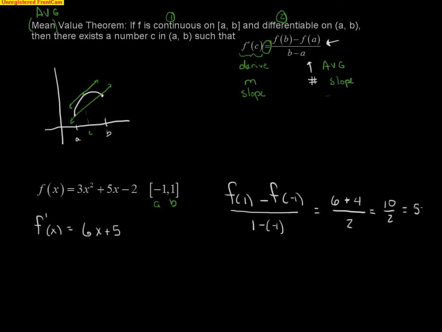Now, that 5 is what I'm going to set the derivative equal to. So I've got to take 6x plus 5 and set that equal to 5. Solve for x. So subtract 5, you'll get 6x equals 0. Therefore, at x equals 0, between negative 1 and 1, the slope of the tangent line and the slope of the secant line are parallel. They're the same at this point. Let's try one more.